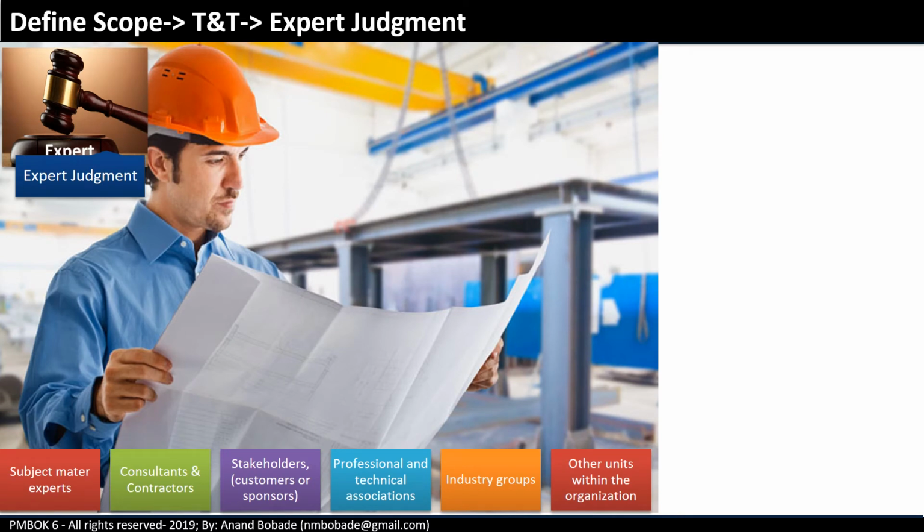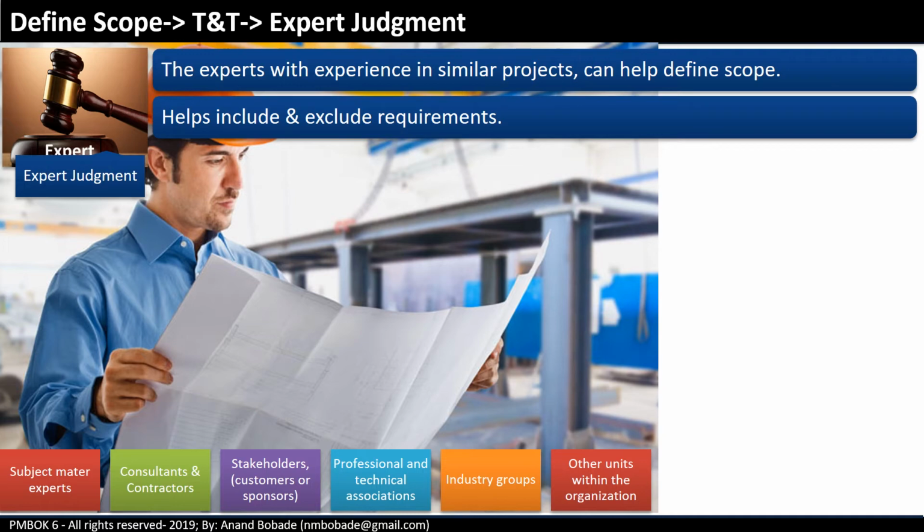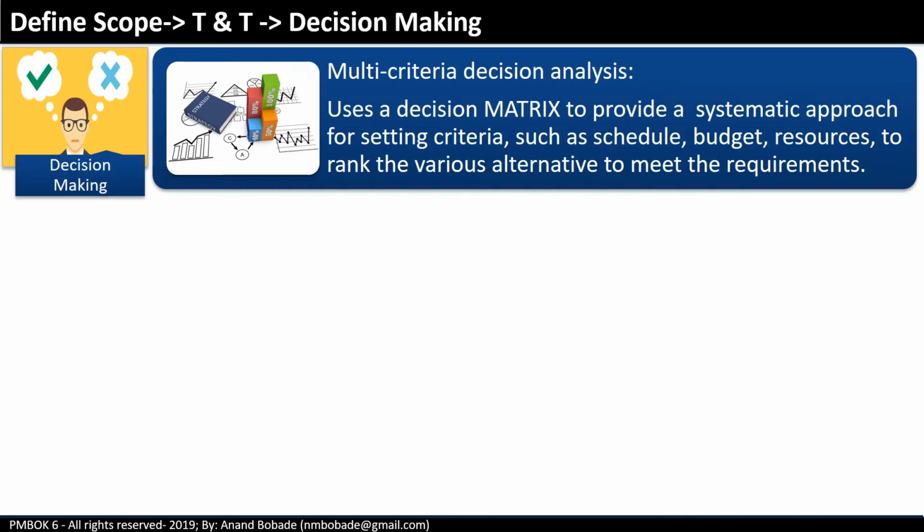Expert judgment. Experts with similar experience in the project can help define scope. They can help in defining project boundaries. Data analysis. Alternative analysis is a data analysis technique used to evaluate various options to meet the requirements and project objectives. Decision making. Multi-criteria decision analysis provides a systematic analytical approach using a decision matrix. In particular, constraints such as schedule, budget, and resources are used to rank the various alternative ways to meet the requirement.